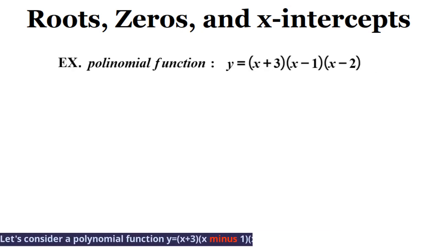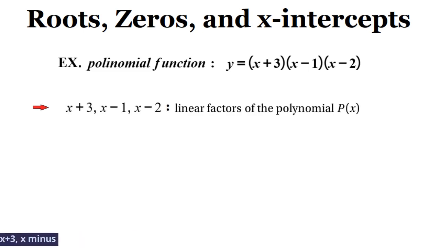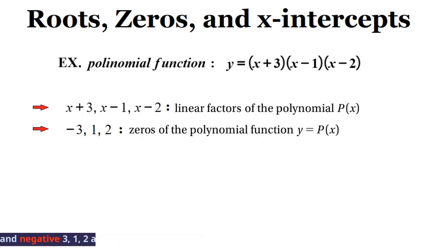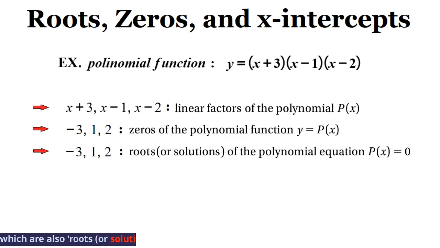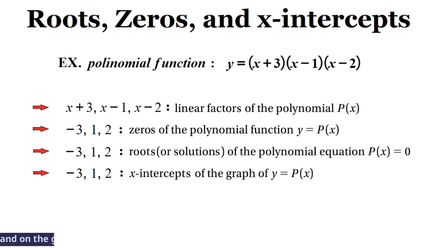Let's consider a polynomial function y equals (x plus 3)(x minus 1)(x minus 2). x plus 3, x minus 1, and x minus 2 are linear factors, and negative 3, 1, and 2 are zeros, which are also roots, or solutions. And on the graph, they represent x-intercepts.